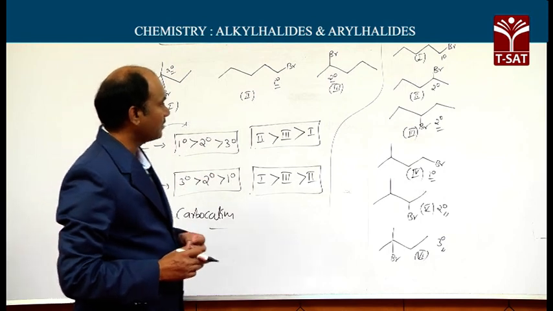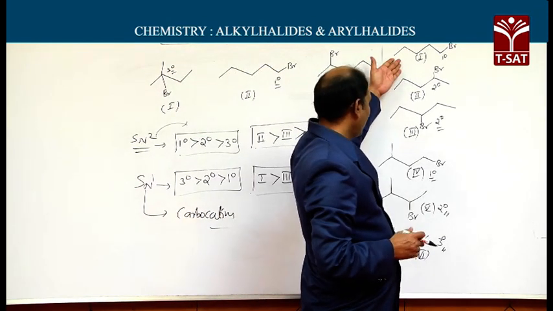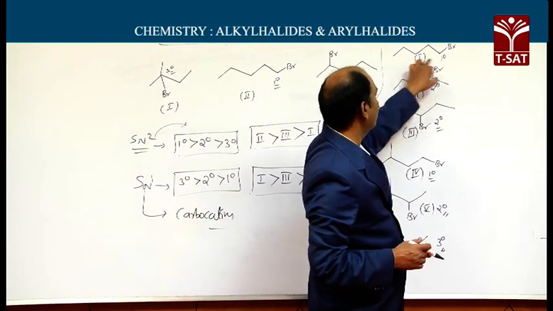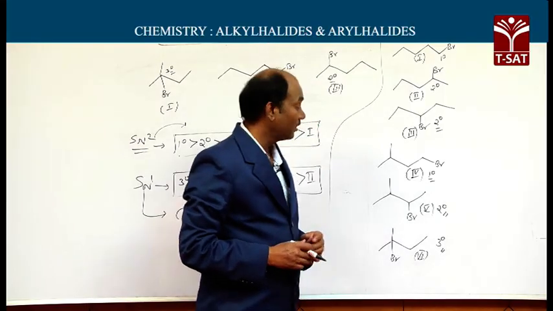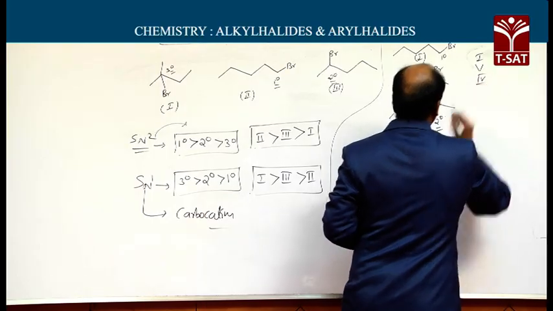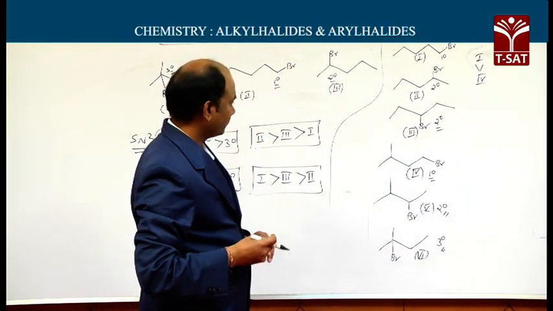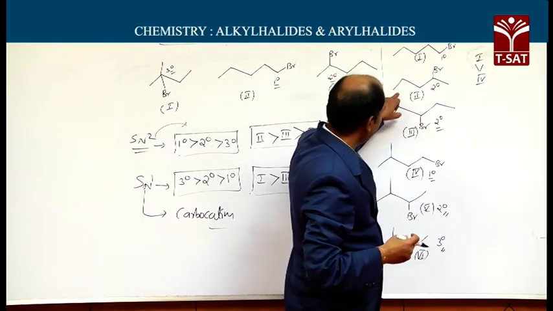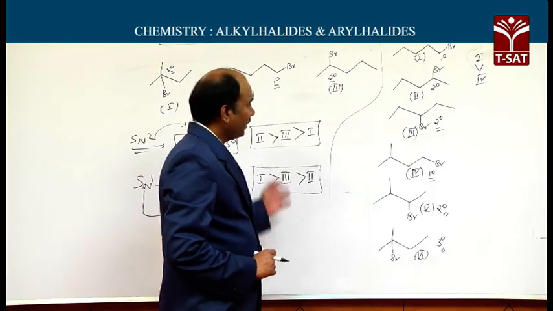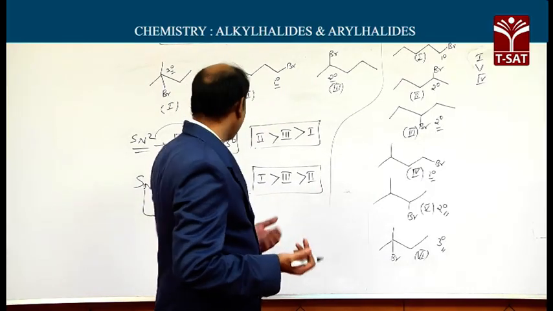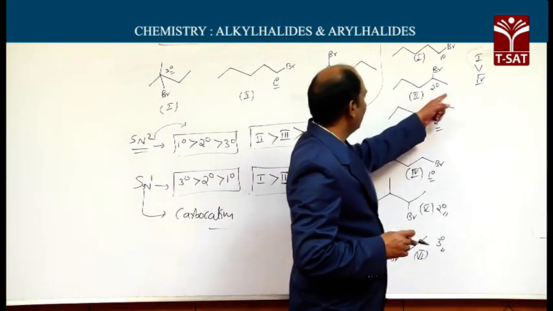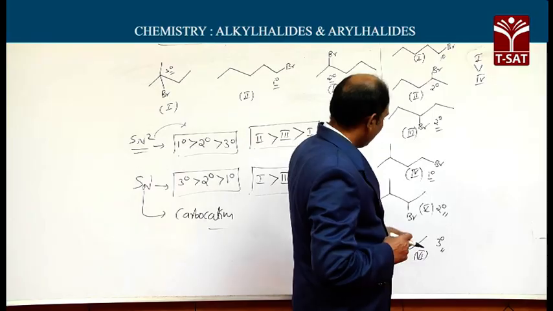First of all, find out which are primary. This is primary, and this is also primary. That means this is an open chain structure, and this is a branched chain structure. It has somewhat more steric hindrance, so the first one is more reactive than the fourth one. After the fourth one, this is secondary, this is also secondary, this is also secondary. Very good. Here we have three compounds. Among these three compounds, which is more reactive? Again, concentrate on steric hindrance. Here, this is secondary, this is also secondary, and this is also secondary.